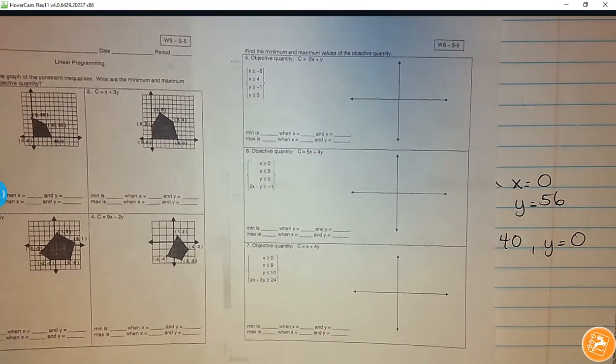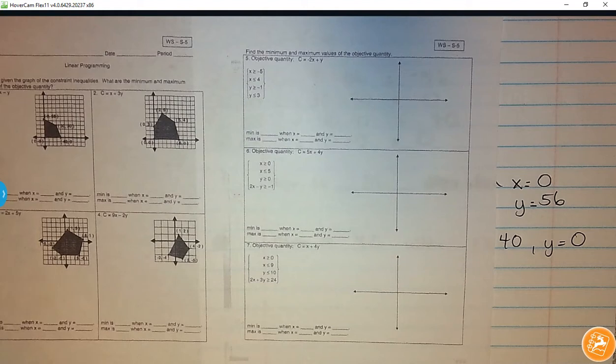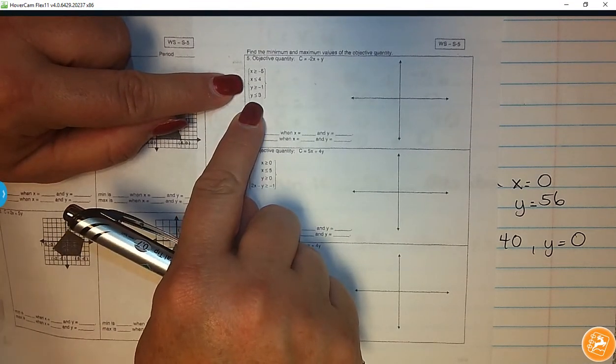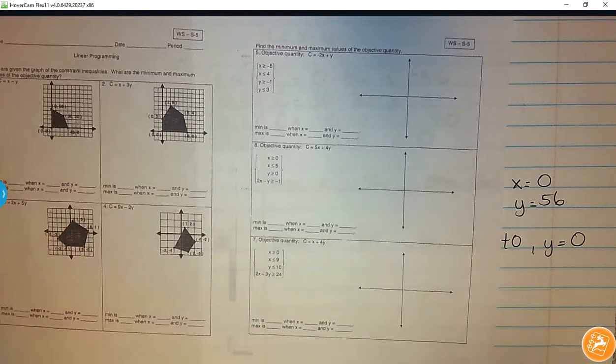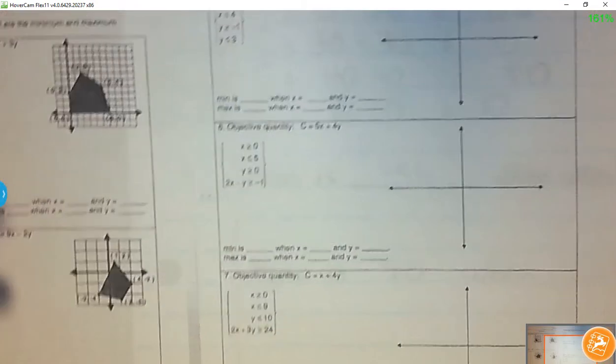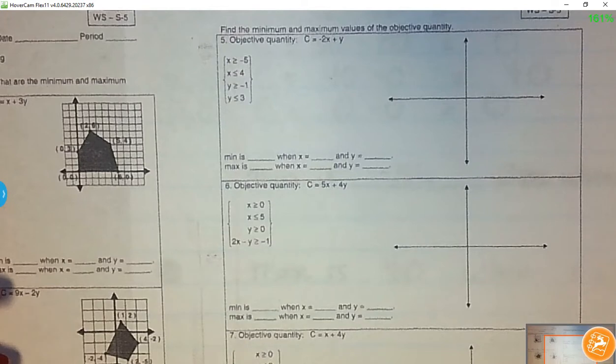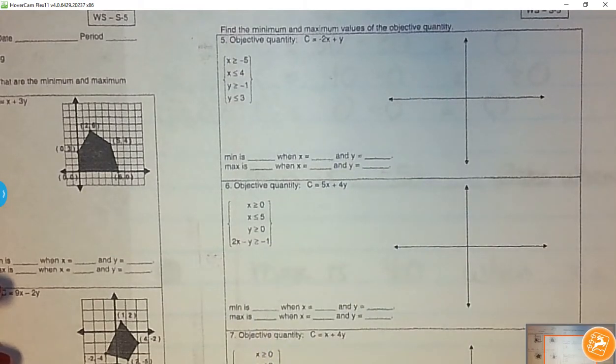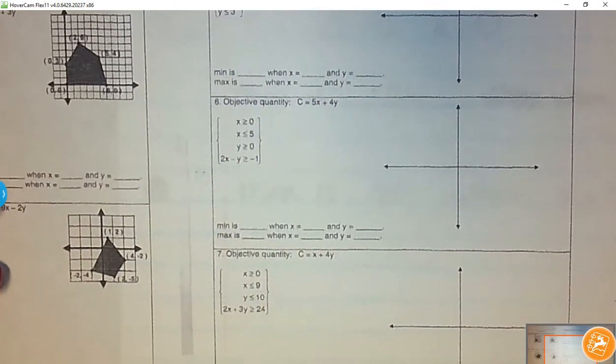Then, for numbers 5, 6, and 7 on that page, what you have to do is graph these inequalities that they give us here. Graph those, and I would use graph paper. I would not try to do it here. Graph those, and then figure out what the corners of that figure are, what your vertices are, and do the same thing. So do y'all want to pick one, either 5, 6, or 7, and we'll do it together?